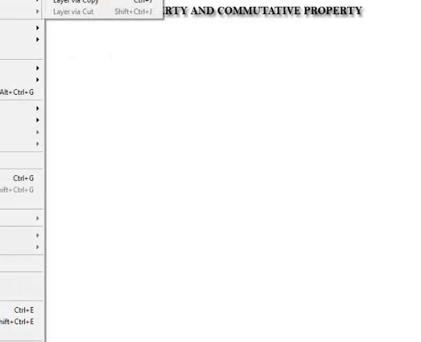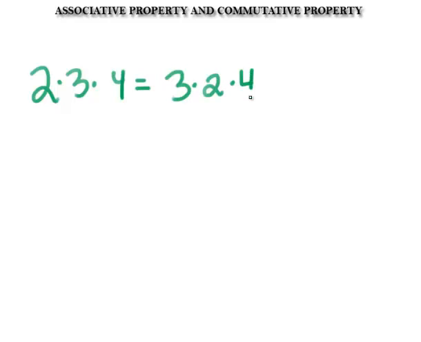This also works for multiplication. Right? So let's see how that works for multiplication. Let's say we have 2 times 3 times 4 on the left hand side, which equals 3 times 2 times 4. So I switched the order of the 2 and the 3. Right? When going from the left hand side to the right hand side.